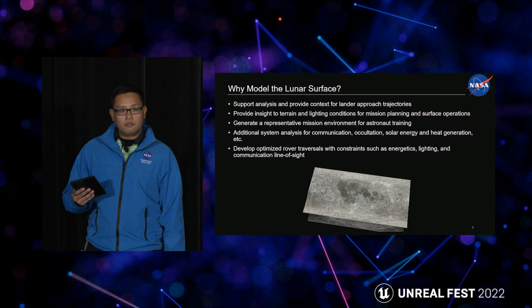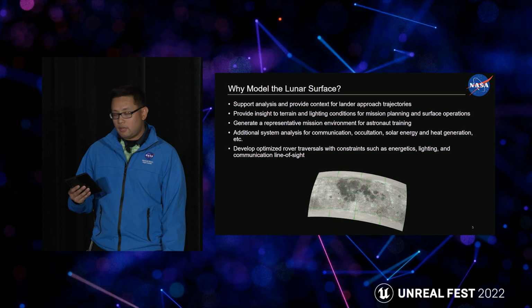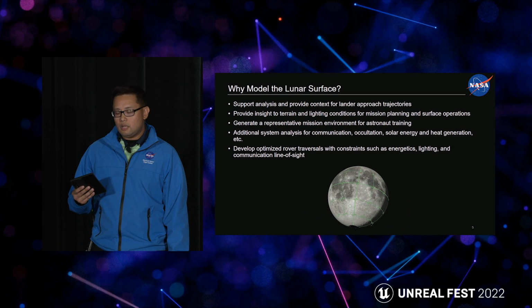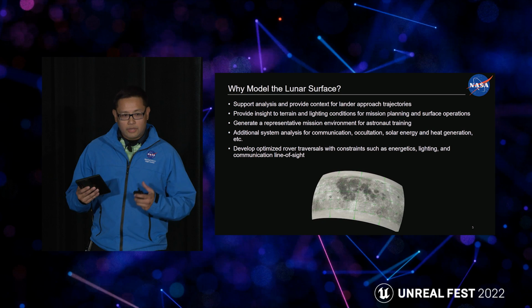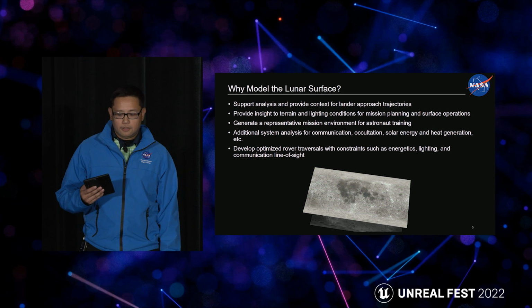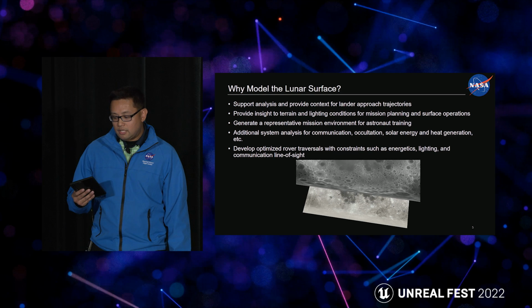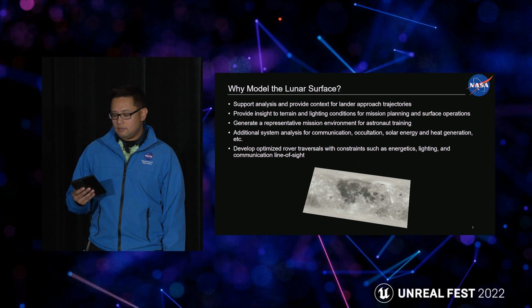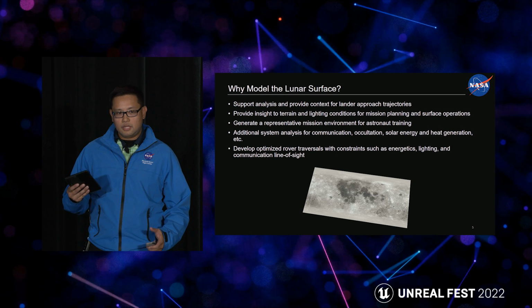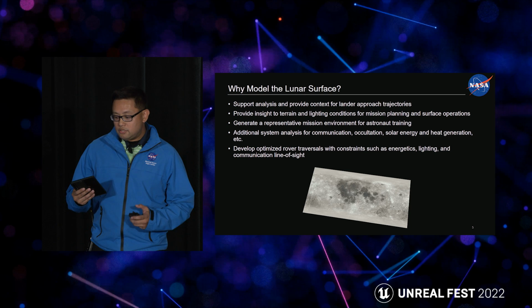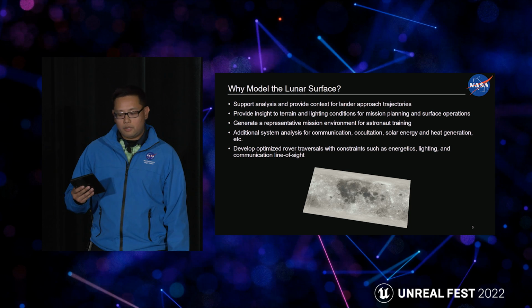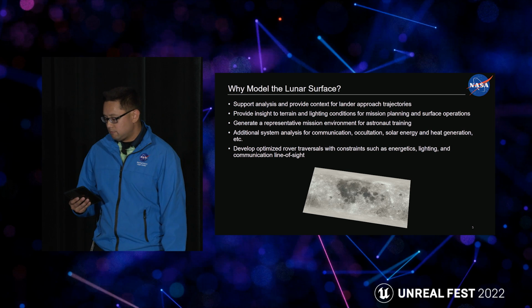So why do we need to model the lunar surface? Well, as we prepare for the Artemis missions, there are a number of risks and unknowns that we must buy down, as well as developing the necessary tools for that analysis, mission planning, and training. These include things like providing the topography for lander approach trajectories, or optimizing something like a rover traversal, taking into account constraints such as energetics, visibility, and communications. We also need to generate a representative environment as we train our astronauts for their lunar-focused missions and extravehicular activities.